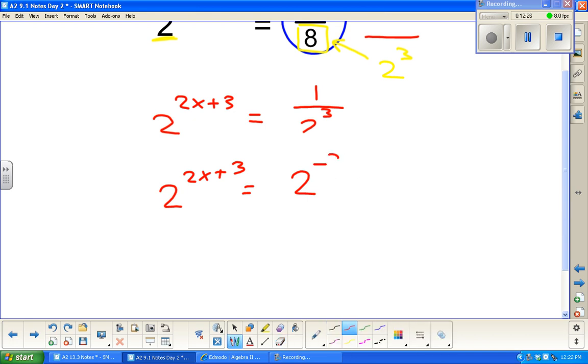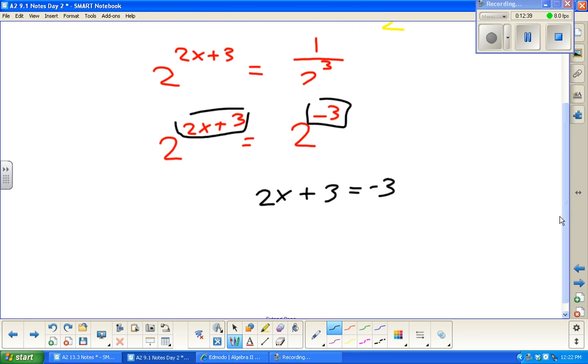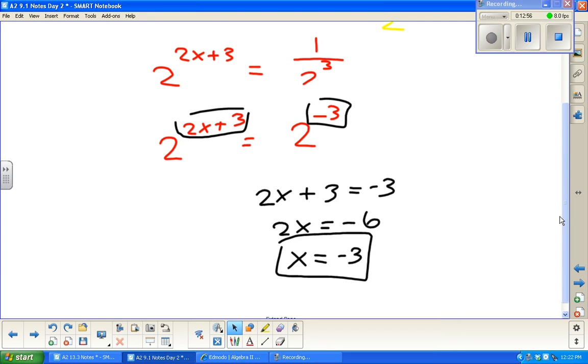Sorry, I got a little sloppy with my erasing. That was negative 3, we said. So now we'll just set them equal. The exponent has to equal the other exponent. So 2x plus 3 needs to equal negative 3. If we subtract the 3 from both sides, 2x would equal negative 6. And then, of course, dividing by 2, we would get our answer of negative 3. Okay, and that's that.